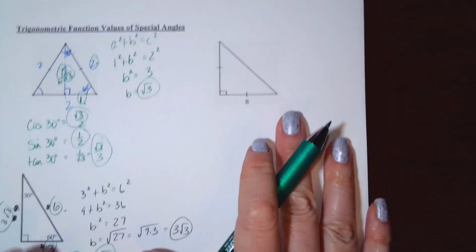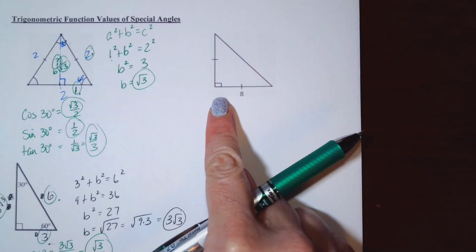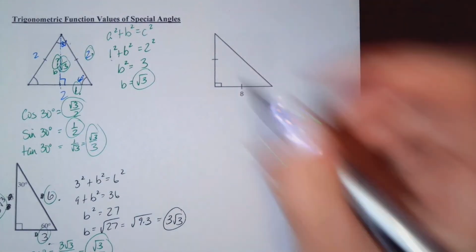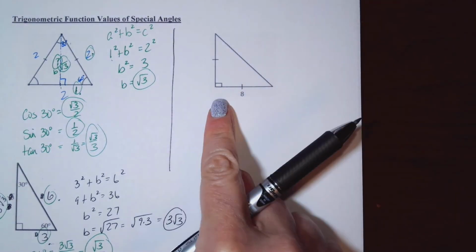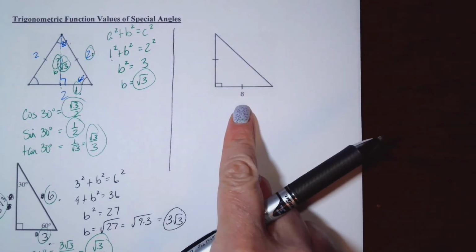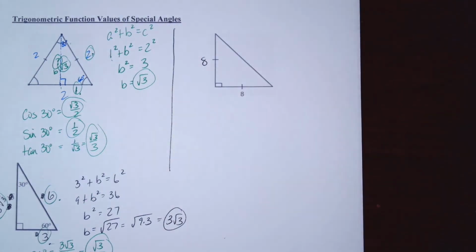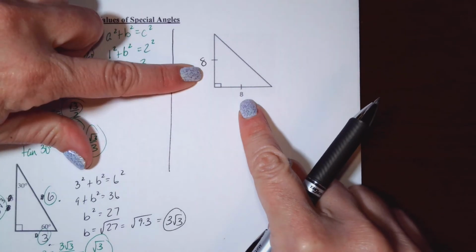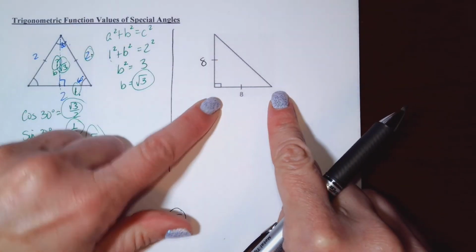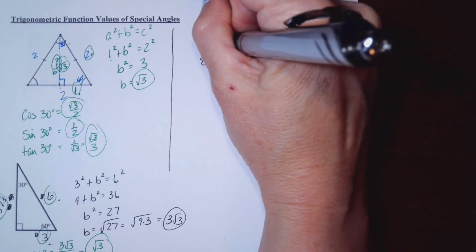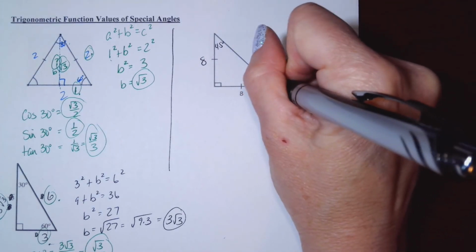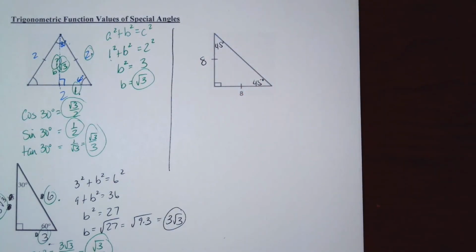Now, let's come up here and look at this triangle. This is a different type of special triangle. This one is isosceles. My sides are marked here so that this one's 8. That means this one is also 8. This is 90 degrees. If these sides are the same length, these angles are the same. They have to be complementary, so they're both going to be 45-degree angles. That's the other special angle on my unit circle.